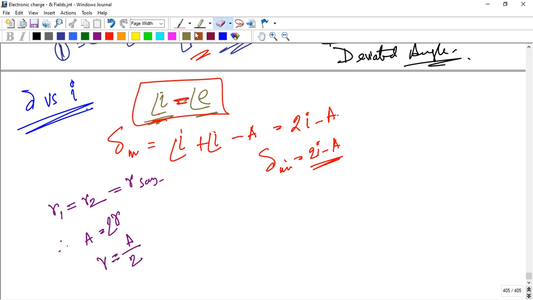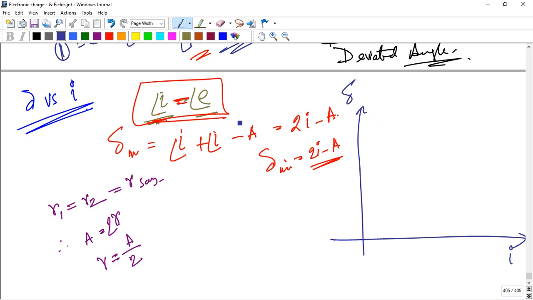Now we draw a graph here for the minimum deviation. That is delta, and here with I. Now the deviation looks like this. So okay, that's the minimum deviation at that point, where I equals E. There's a minimum deviation. When we increase the angle, delta also increases. If the incident angle is less than the emergent angle, delta also increases here. But delta is minimum when I equals E.